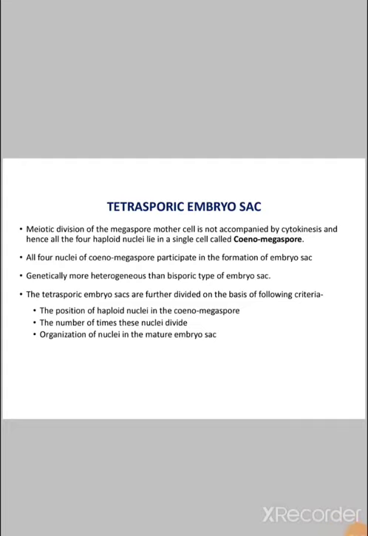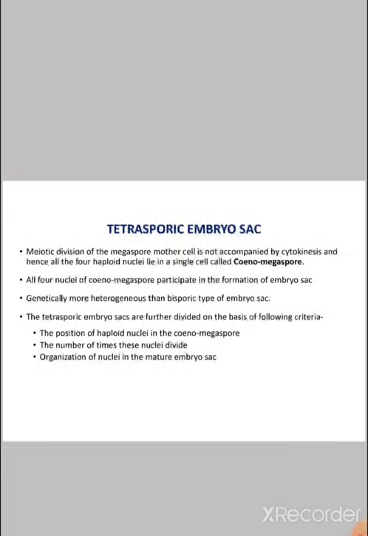Meiotic division of the megaspore mother cell is not accompanied by cytokinesis, and hence all the 4 haploid nuclei lie in a single cell called coenomegaspore. All 4 nuclei of the coenomegaspore participate in the formation of the embryo sac, which is genetically more heterogeneous than the bisporic type. The tetrasporic embryo sacs are further divided on the basis of the following criteria.